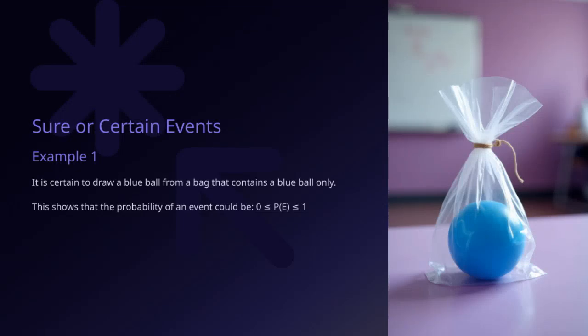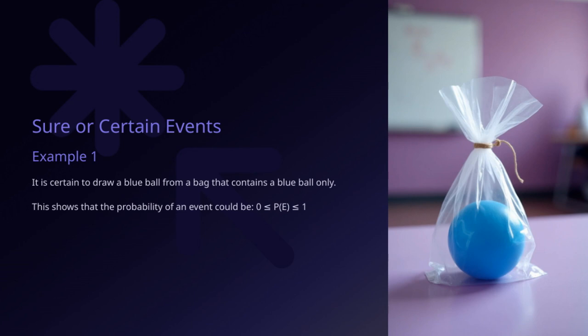This slide shows that the probability of an event could be anywhere between 0 and 1, so we write it as 0 ≤ P(E) ≤ 1. This range makes sense because a probability of 0 means the event cannot happen, and a probability of 1 means it is certain to happen. For example, if we have a bag that only contains blue balls, then it is certain that if we draw a ball, it will be blue. This is what we call a sure or certain event.